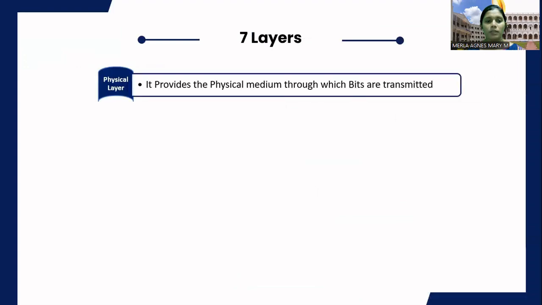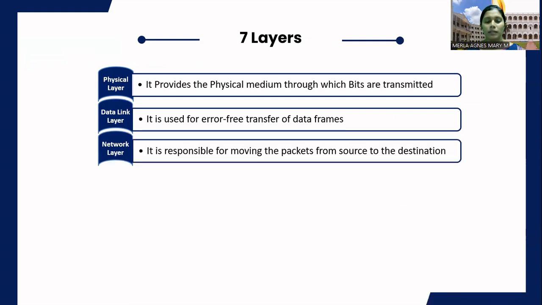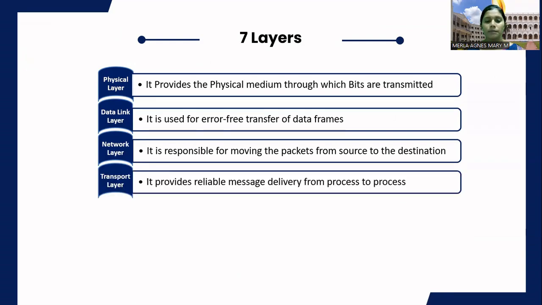So the first is the physical layer. The physical layer transmits the data in the form of bits. The data link layer transfers the data in the form of frames with error-free transfer. In the third, the network layer transfers the data in the form of packets from the source to the destination. The fourth is the transport layer, which provides reliable message delivery and transfers the data in the form of segments from one process to another process.